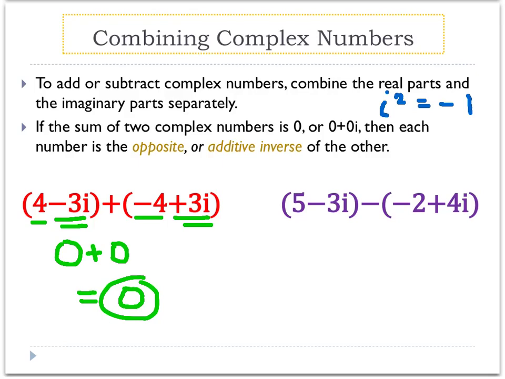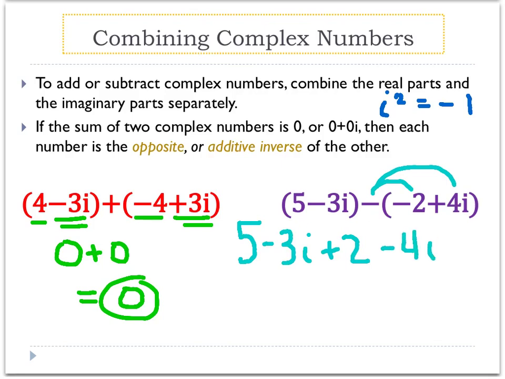Now over here, I don't want to get tripped up, because if you notice, there's a minus in front of a parenthesis, which means I need to distribute. So I need to distribute this negative to both terms. So I'm left with 5 minus 3i. Distribute the negative. Negative times negative 2 gives me positive 2. Negative times 4i gives me negative 4i.